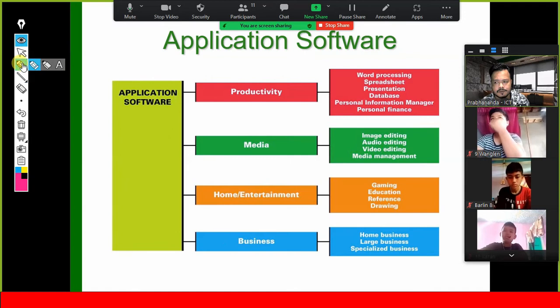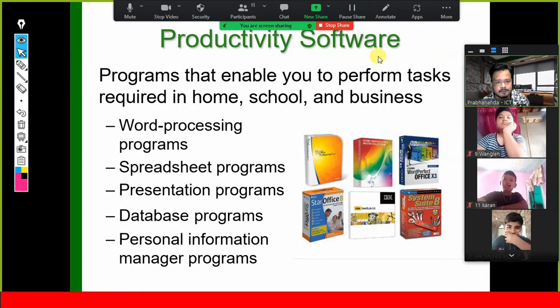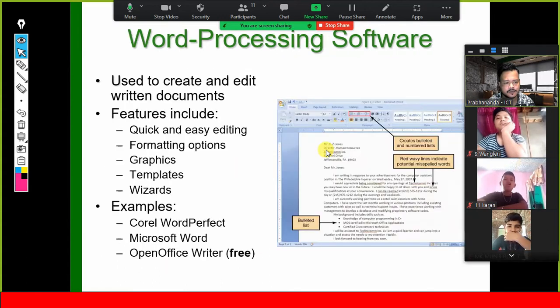After that, we will be discussing productivity software. In productivity software, programs enable you to perform tasks required in home, school, and business, like word processing programs, spreadsheet programs, presentation programs, database programs, personal information management programs. These are the productivity software.